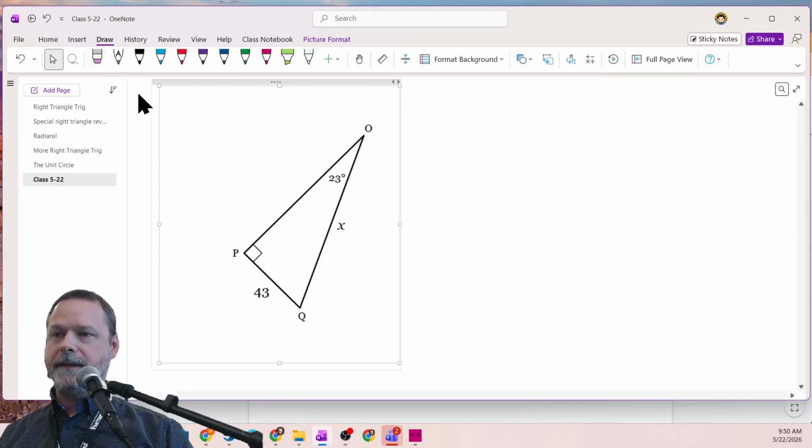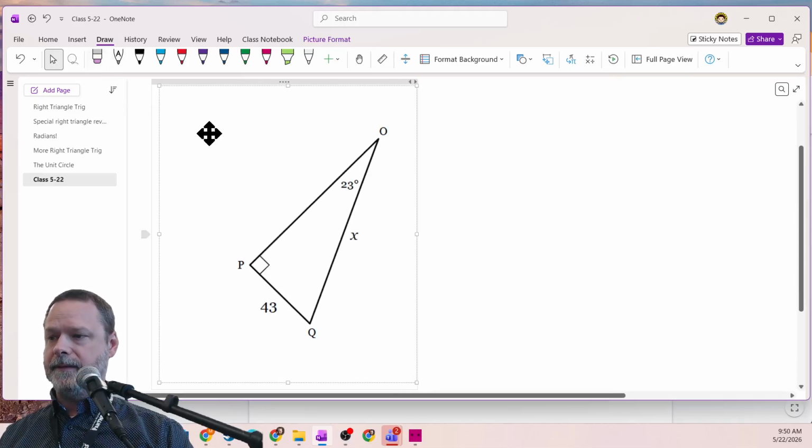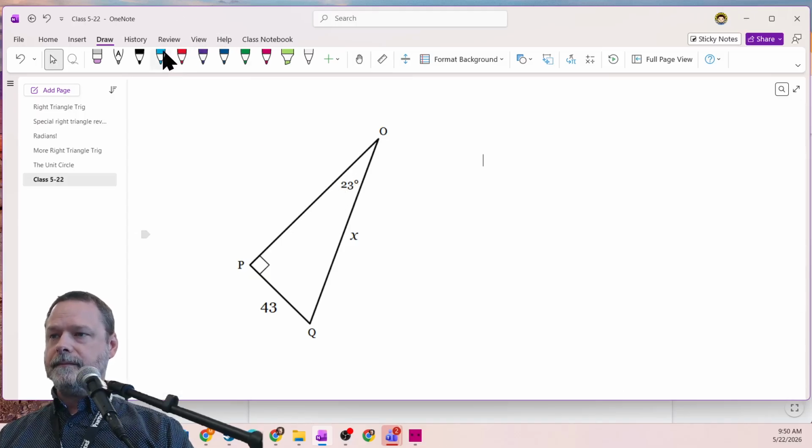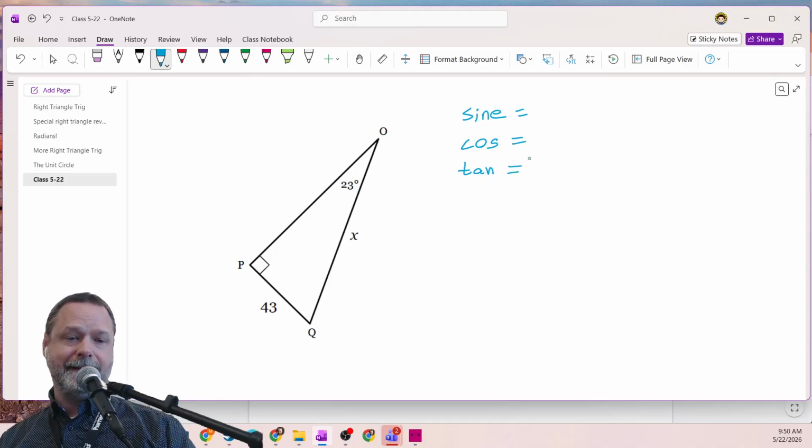I think we can maybe make that a little bigger. Let's find this missing side. First I need to know, am I using sine, cosine, or tangent? Which one will I use to find this missing side? Well, which one will give me an equation I can use? I need to fill in an equation.